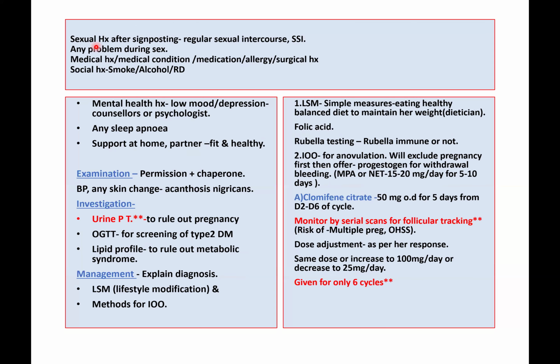And then, yes, obstetric history. I would like to know whether the partner or they have any child. And sexual history, I would ask after signposting, whether they are having regular sexual intercourse, whether they are aware of the fertile period, whether there is any history of sexually transmitted infection, any problem during sex. Then the medical history: if they have any medical condition like diabetes, hypertension, whether they are on any medication, whether she has started taking folic acid, any allergy, and any surgery.